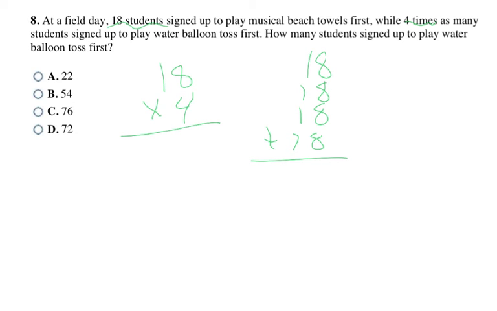So in the multiplication, 8 times 4 is 32. So I write down my 2 and carry the 3. And then 4 times 1 is 4, plus the 3 is 7. So it's 72. Let's see if I check it by adding and get the same answer. So 8 plus 8 is 16. Plus another 8 is 24, plus another 8 is 32. So I'm going to write down the 2 and carry the 3. And then 1 plus 1 is 2, plus 1 is 3, plus 1 is 4, plus 3 is 7. So that's going to be 72 also. So that means letter D, 72 students signed up to play water balloon toss first is going to be my final answer.